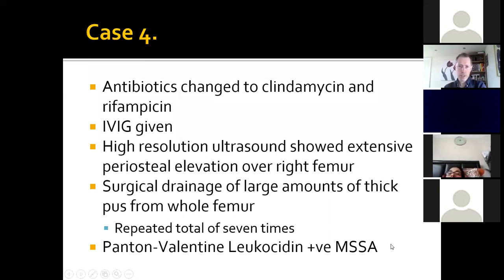And the additional discussion with microbiology was to ask them to test this organism, which on the initial gram stain looked like Staphylococcus aureus, and to see whether these gram-positive cocci in clusters were both methicillin sensitive, MSSA, but also whether they were expressing a particular toxin called Panton-Valentine leukocidin.